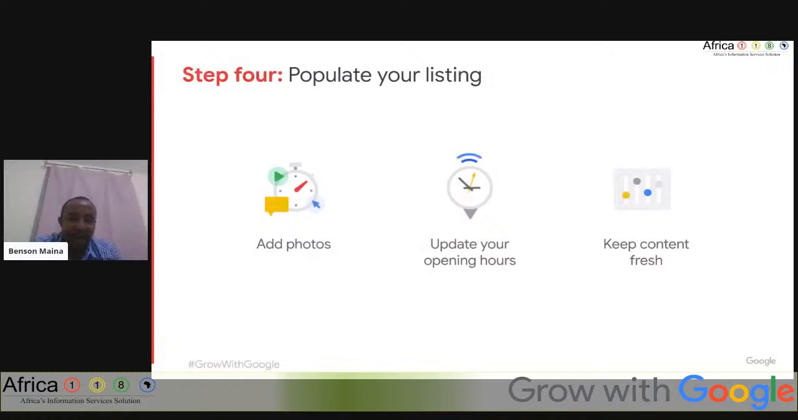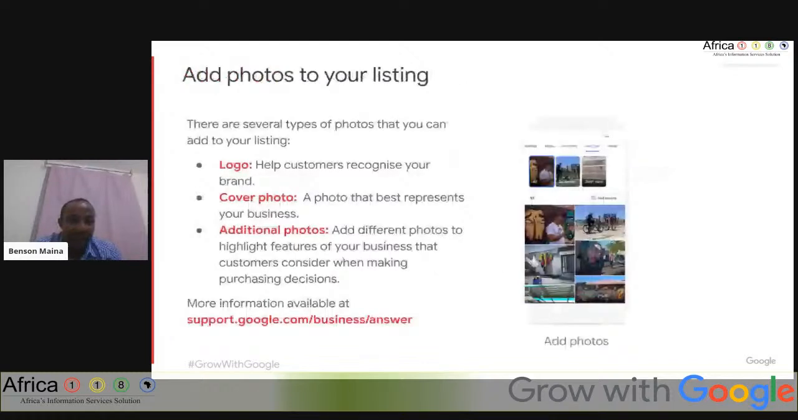If you can see me clearly, we are looking at how you can populate your listing. This can be through adding photos, updating your opening hours, and also keeping content fresh, where you update anything that changes. You are able to update it in real time without much hassle. Then we are going to look at how you can add the photos.